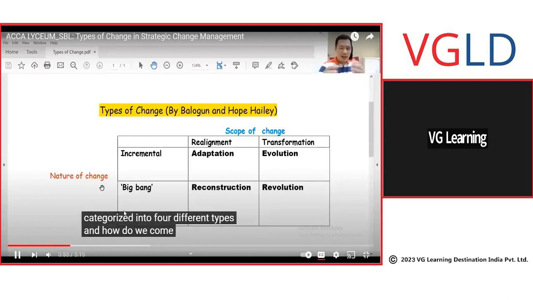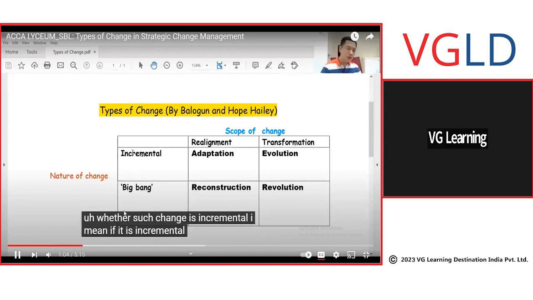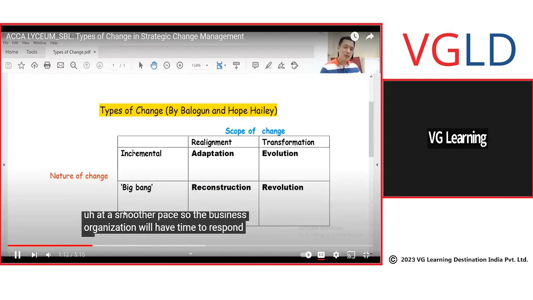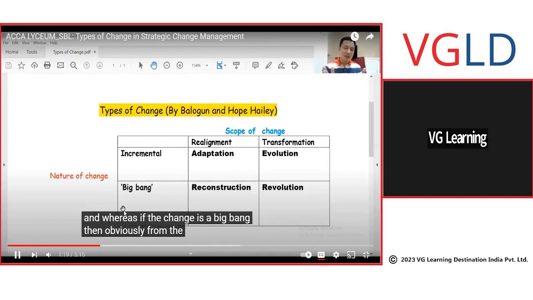And how do we come about this categorization? So at first, we look at the nature of change, whether such change is incremental. If it is incremental, it is taking place gradually at a smoother pace, so the business organization will have time to respond to it accordingly. Whereas if the change is a big bang, then obviously from the word itself, you can imagine that such a change is a shock, is unexpected.